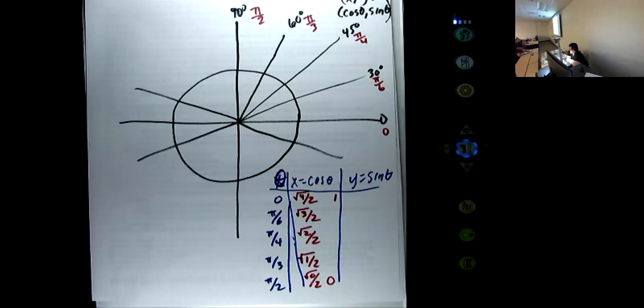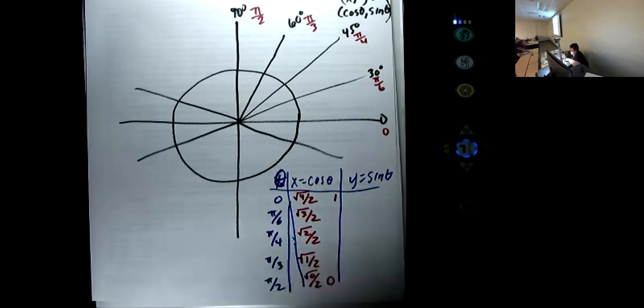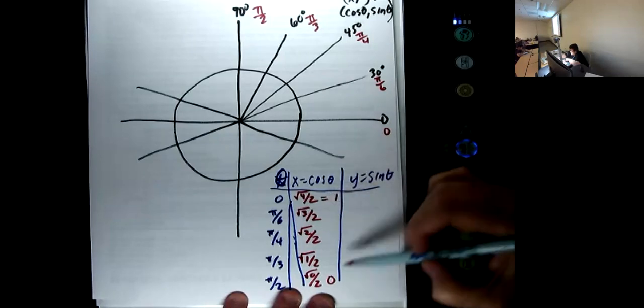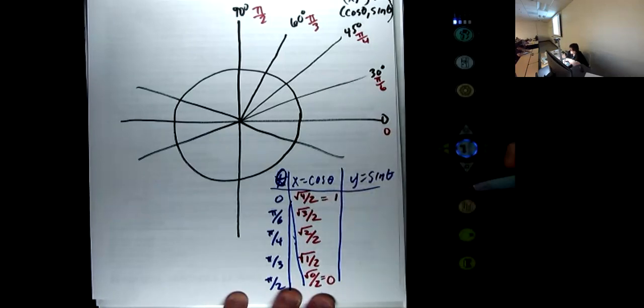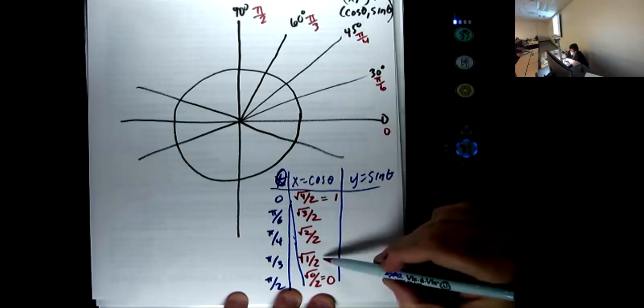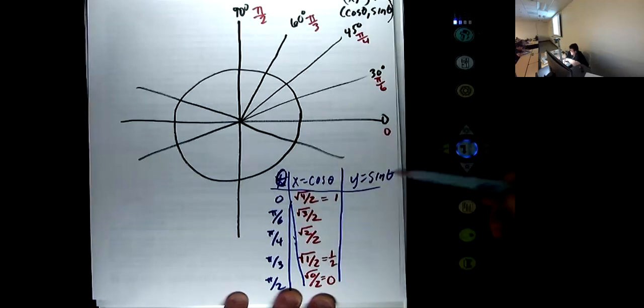Square root of 4 is 2, and then 2 divided by 2 equals 1. Square root of 0 is 0, and 0 divided by 2 is 0. That's fine. Square root of 1 is just 1, so this ends up being 1/2. And these values don't change. We don't have a nice simple value for square root of 2 and square root of 3.